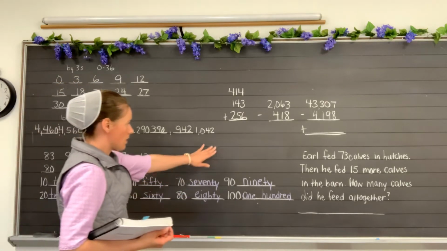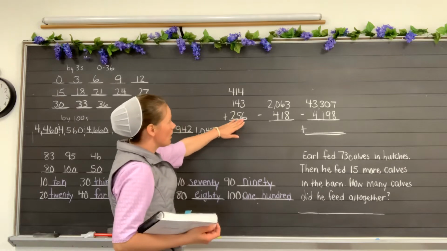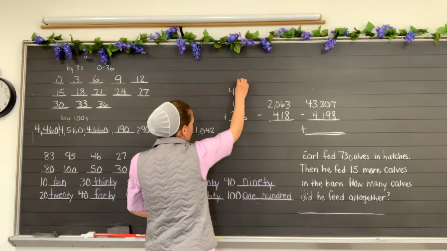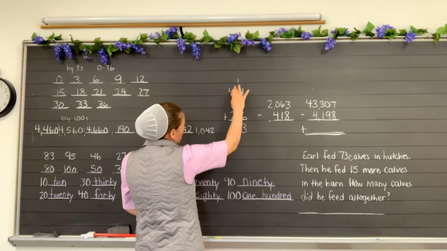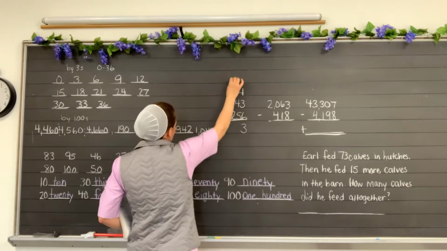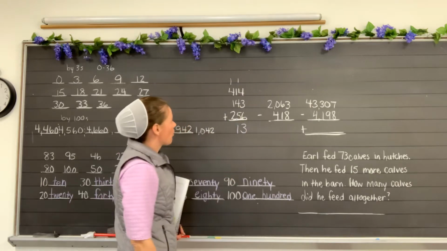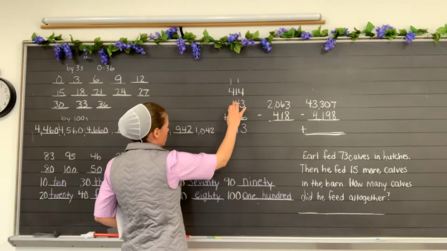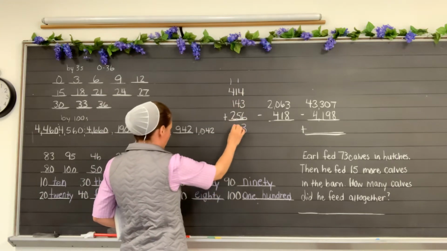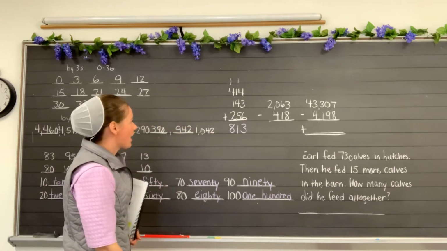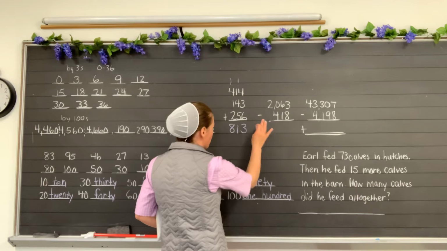Now let's do this up here. We have addition here, addition column. So 4 plus 3 plus 6 is 13. 1 plus 1, 2 plus 4, 6 plus 5 is 11. 1 plus 4 plus 1 plus 2, 5. 1 plus 4 is 5, plus 1 is 6, plus 2 is 8. 813 is your answer.